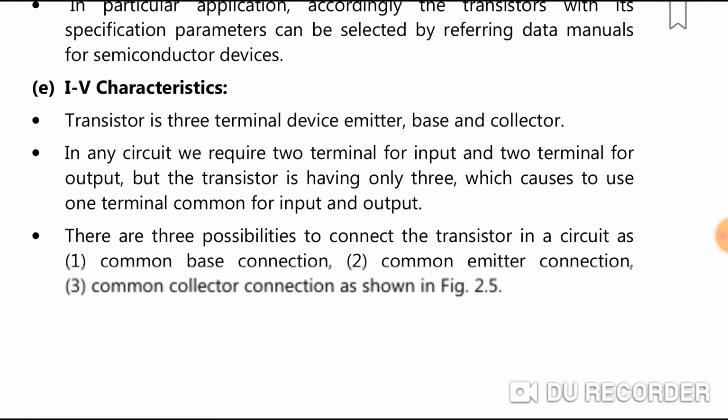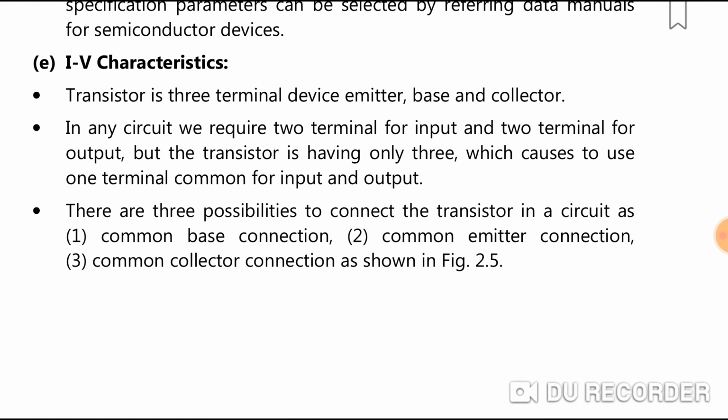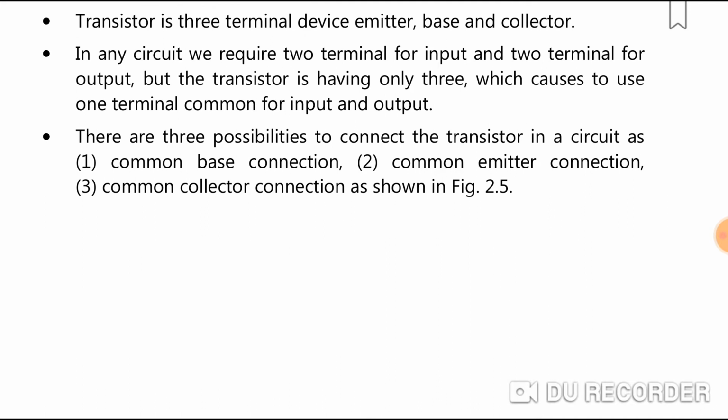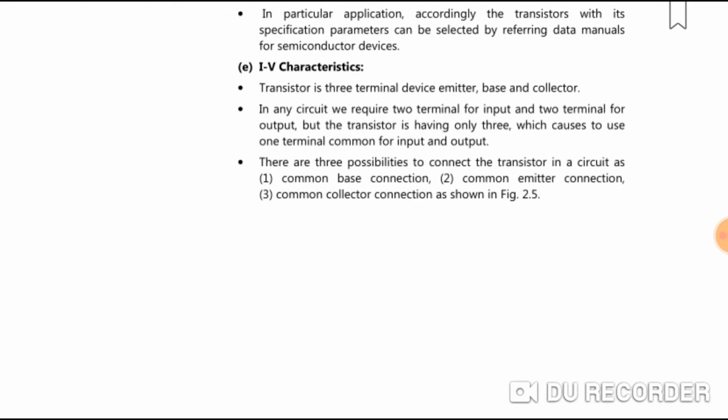IV characteristic. The transistor is a 3-terminal device: emitter, base, collector. In any circuit, we require 2 terminals for input and 2 terminals for output. But the transistor is having only 3, which causes us to use 1 terminal common for input and output. There are 3 possibilities to connect the transistor in a circuit: common base connection, common emitter connection, common collector connection.